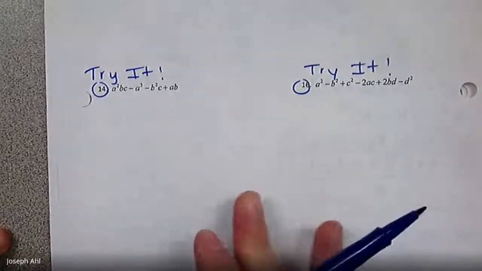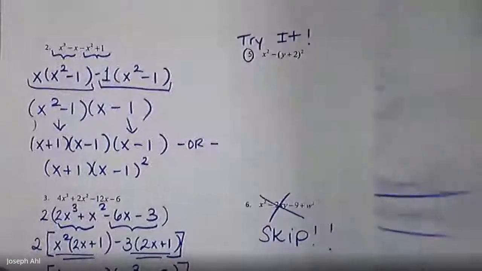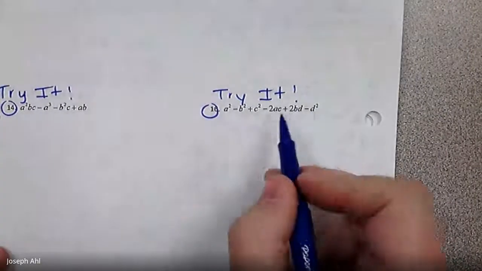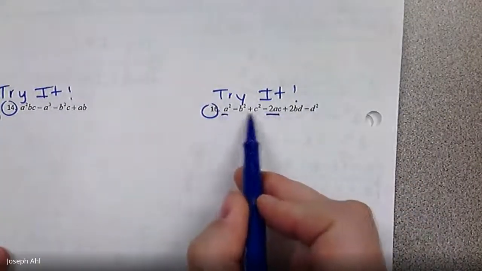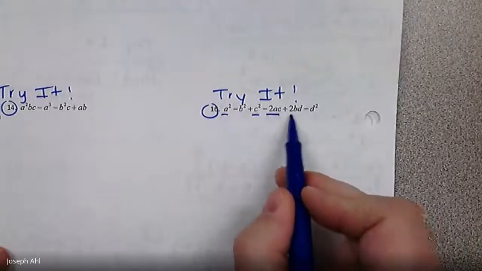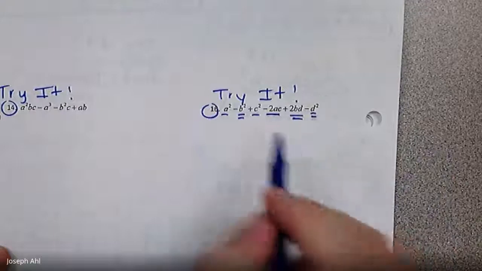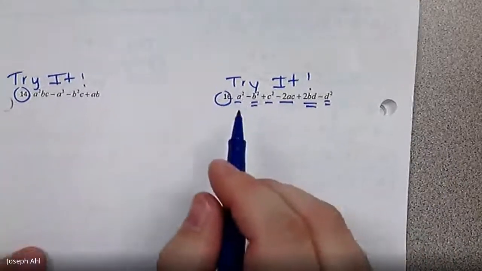16 is really similar to what we just did with the double variables in number 9 over there. Okay, but you have to do a little bit of a rearranging. AC wants to hang out with a squared and c squared. The BD wants to hang out with b squared and d squared. So you have to do a little bit of rearranging there, but I do want you to try it. I think you guys can handle it.